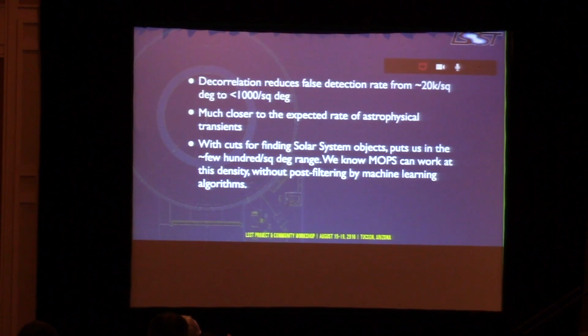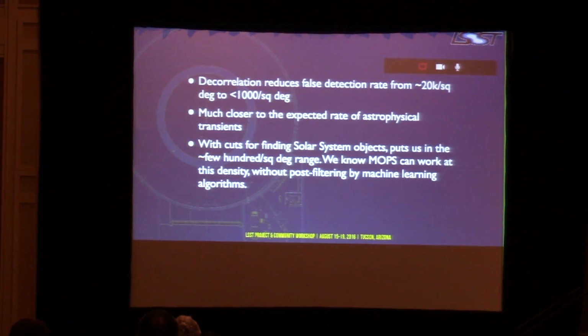So this reduces our detection rate from sort of 20,000 per square degree down to several hundred per square degree, which is what I was saying was the expected number of actual transients in an LSST-like survey. So this is putting us much closer to a sort of 1-to-1 regime rather than a 10-to-1 regime.